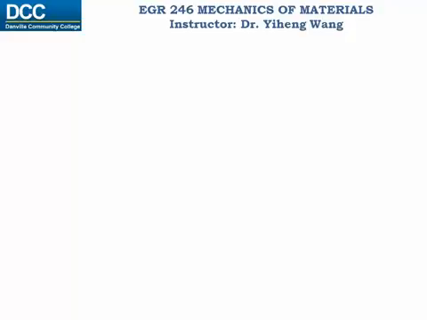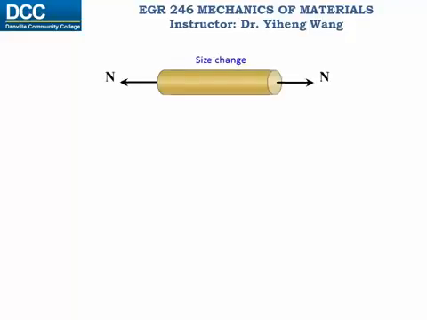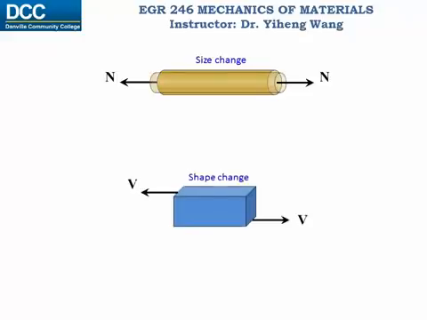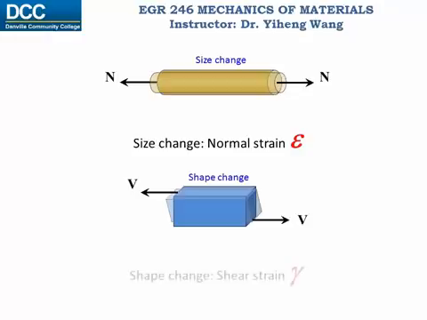I mentioned in the introduction to this course that deformation of a member can be characterized as size change and shape change. Size change is characterized by the parameter normal strain, denoted by the Greek letter epsilon, and the shape change is characterized by the parameter shear strain, denoted by the Greek letter gamma. Now let's look at the definition of these two strains.